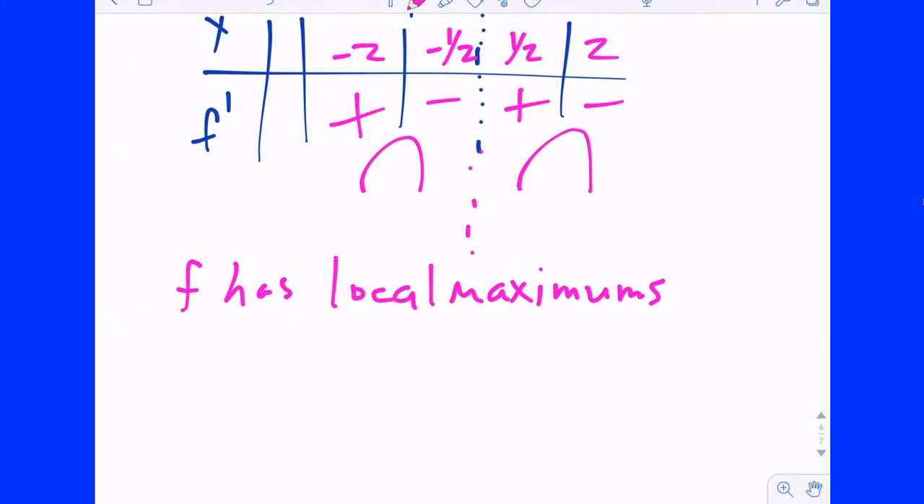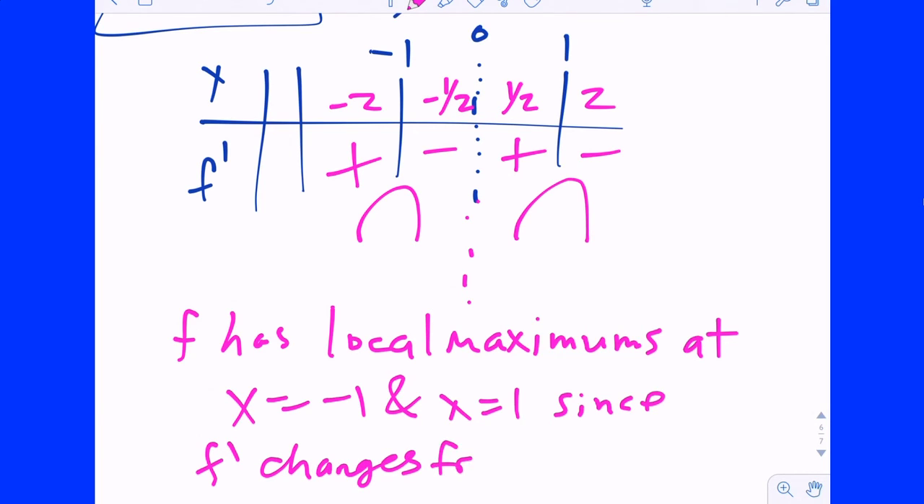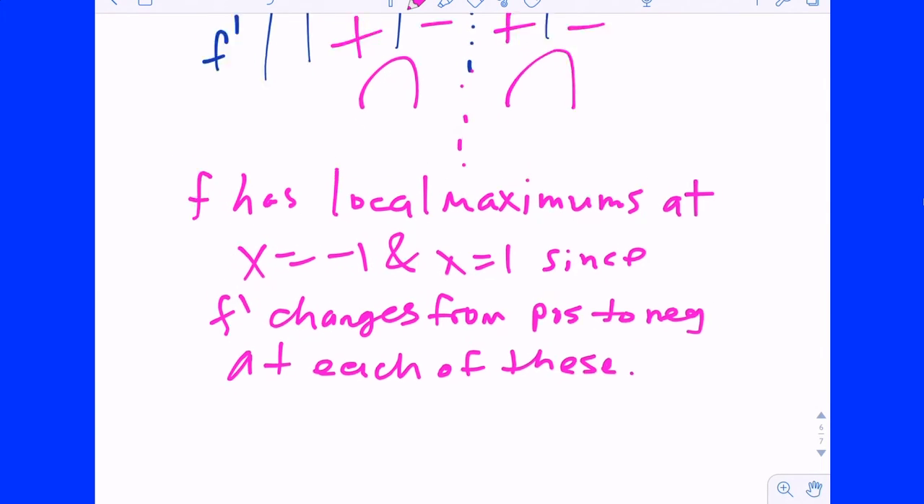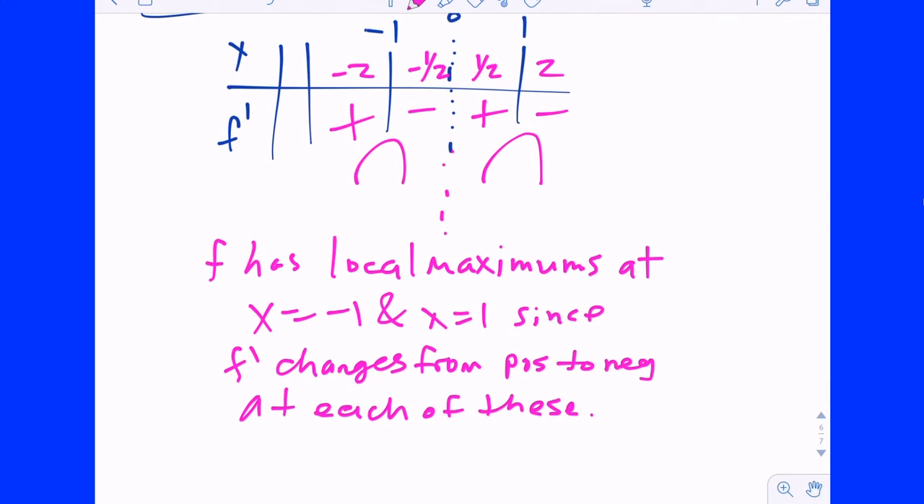Circumventing the problem altogether. F has local maximums at x equals negative 1 and x equals 1, since F prime changes from positive to negative at, I'm not going to write them again because it's going to seem silly. I know in the English language that's why we have pronouns. How about at each of these? That works. You do want to refer back to them somehow. You want to write them again, that's fine. You're not going to lose points for your lack of pronoun finesse. I would just, in general, say avoid pronouns at all costs.